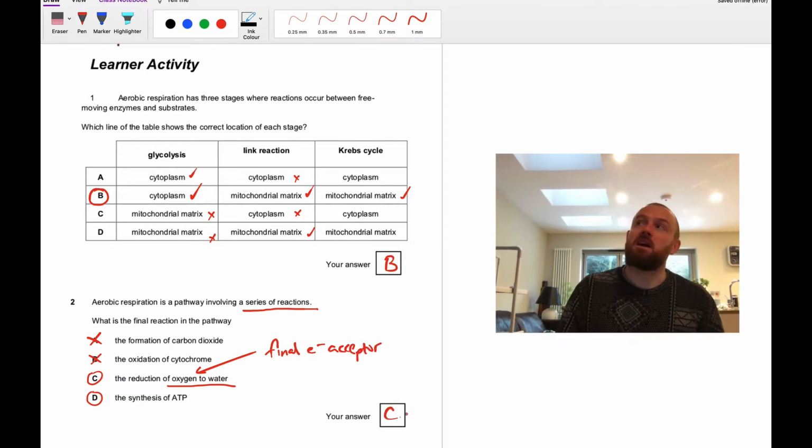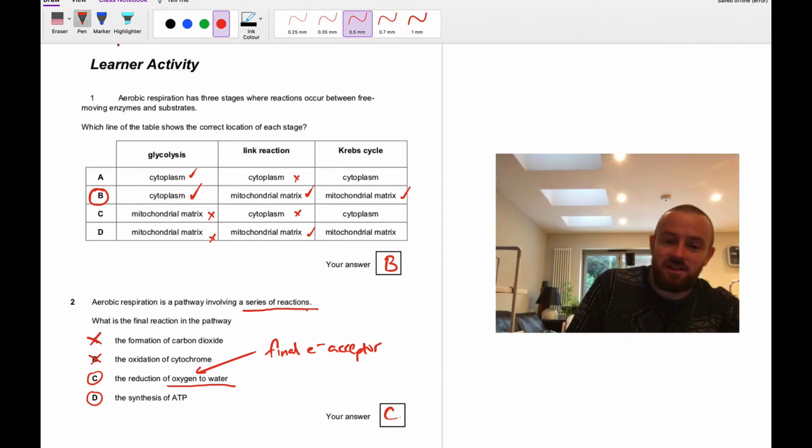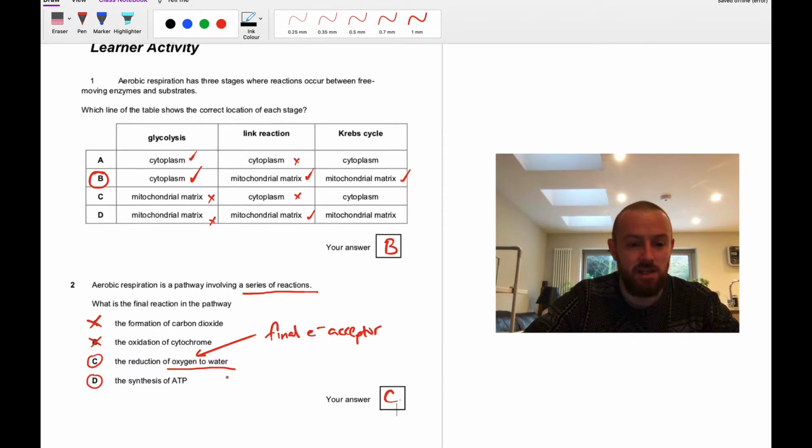Synthesis of ATP kind of occurs at the same time, but it's linked to the electron transport chain, and it's not part of those reactions. So I think this phrase, series of reactions, points us towards C as the answer.